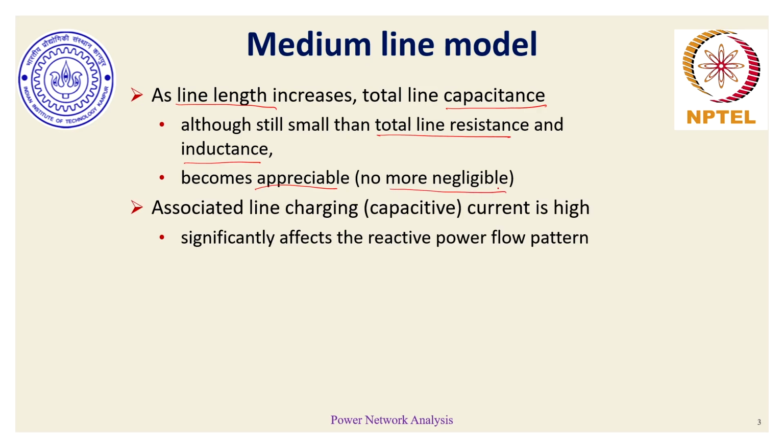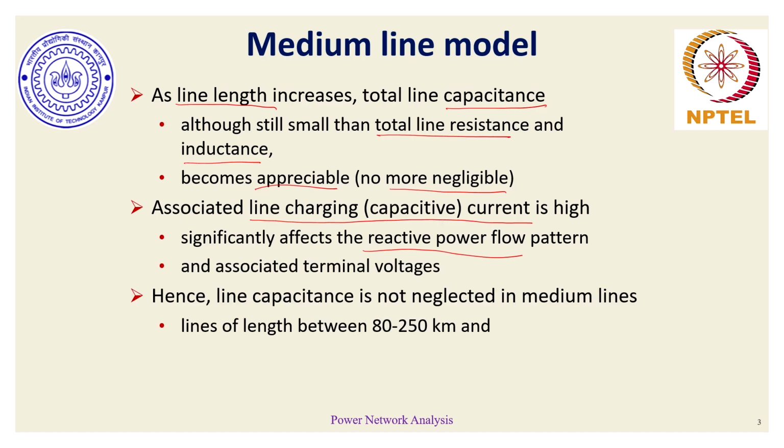And as a result, as I was mentioning in the previous slide in context of the short line model, the associated line charging current or capacitive current, which we discussed in the previous module while line capacitance was being discussed, its quantum becomes high, it becomes appreciable, which can also affect the nature of reactive power flow in the transmission line, specifically in the medium line model. As the transmission line gets affected through its reactive power flow pattern, the associated receiving end voltage can also be significantly different compared to the sending end voltage, which is the source voltage.